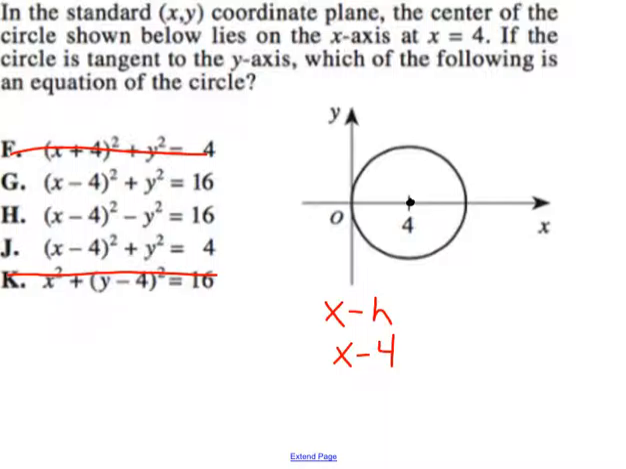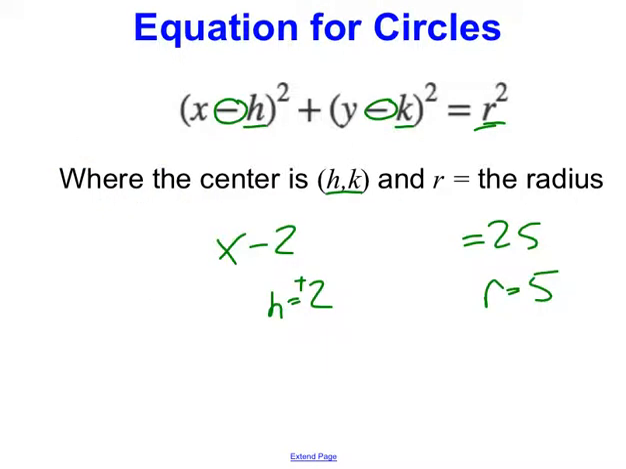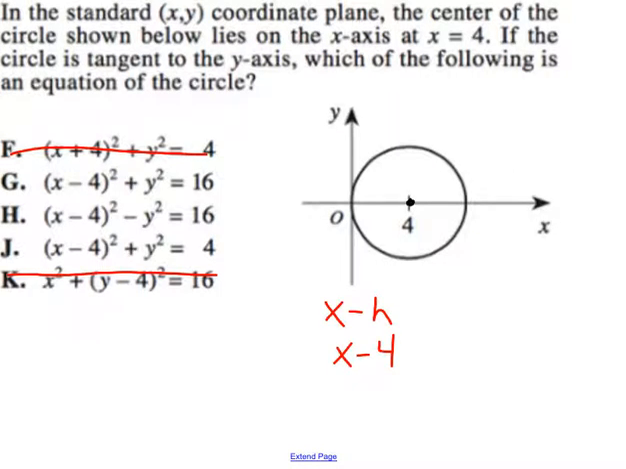And then for the k, k is 4 on k, so that doesn't work for me. So there's my 3 potentials. Also, we noticed with the equation a second ago, it is always plus in the middle for a circle. So looking at my options, H is gone because it was minus y squared. And that leaves these two.